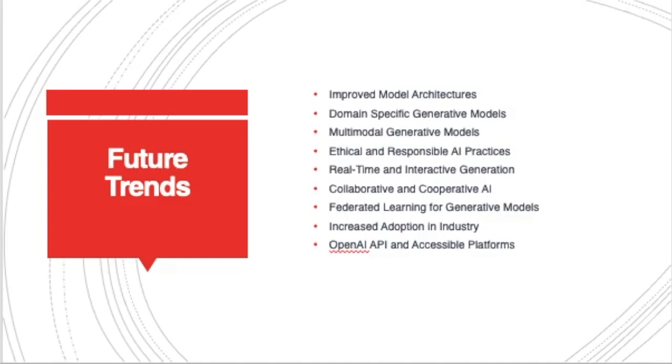Improved model architectures. So expect continued advancement in model architectures, potentially leading to even larger and more sophisticated models than those available as of now. Researchers may focus on refining attention mechanisms, model parallelism, and incorporating novel neural network structures.